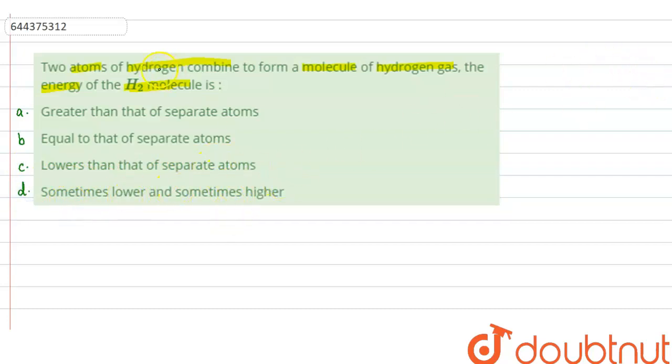So in this question we have to tell that when two hydrogen atoms combine to form a molecule of hydrogen gas, then what will be the energy of the H2 molecule, right? So suppose we have two hydrogen atoms. This is one hydrogen atom and this is the second hydrogen atom, right?